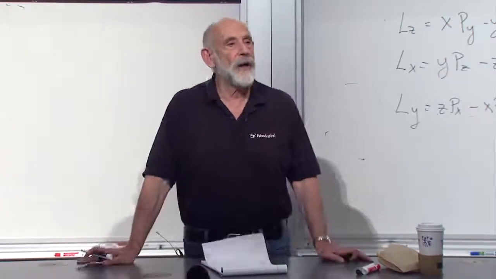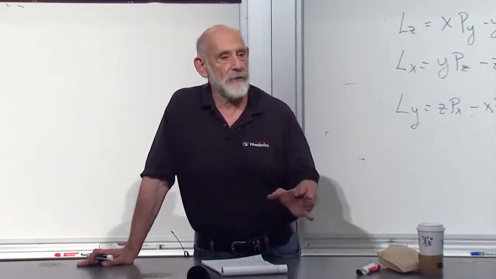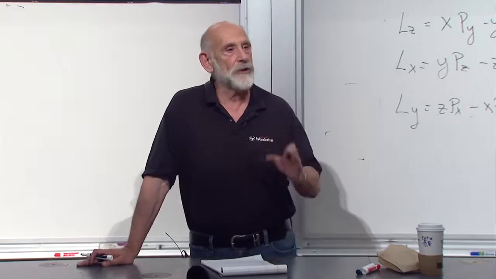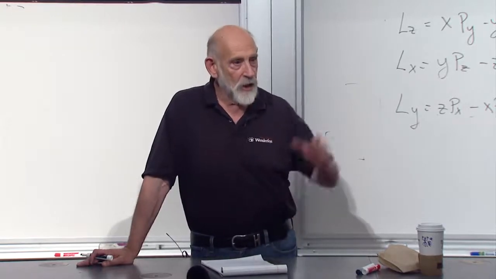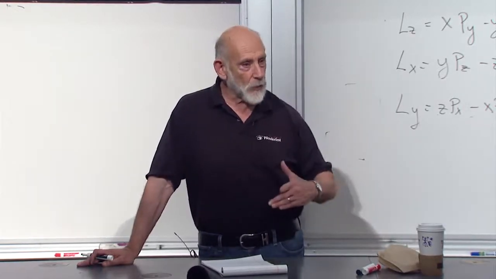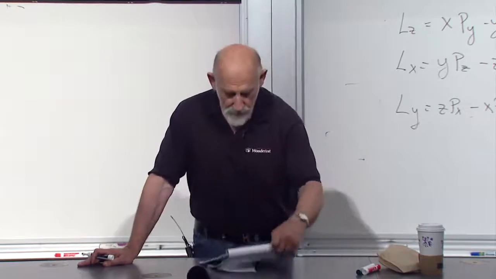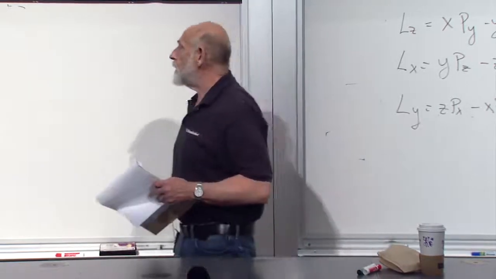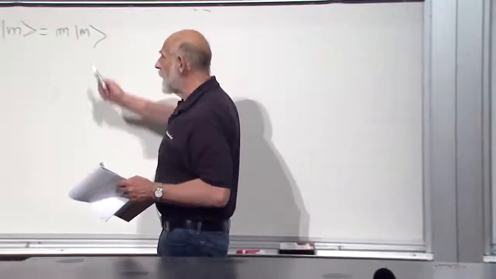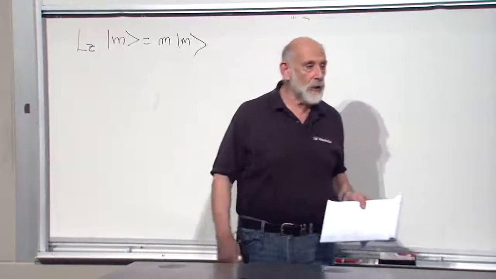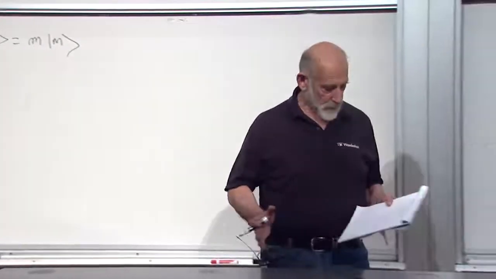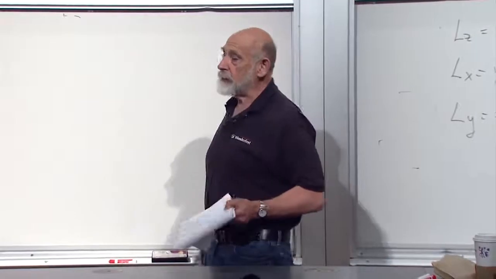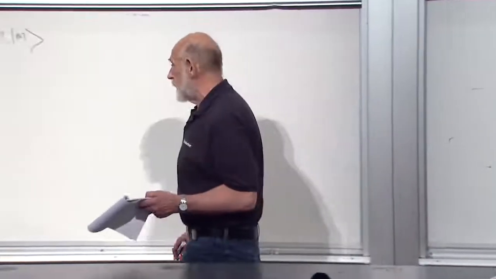Now, in the case of the harmonic oscillator, we figured stuff out by inventing creation and annihilation operators, or operators which raised and lowered the energy. We're now going to invent operators which raise and lower m. They raise and lower the magnetic quantum number. And how do you do it? You do it in a way very similar to the harmonic oscillator.